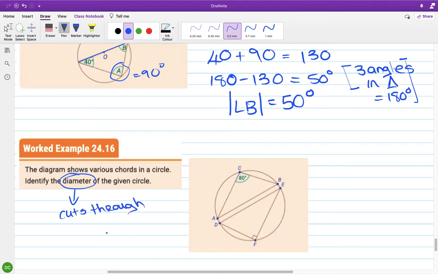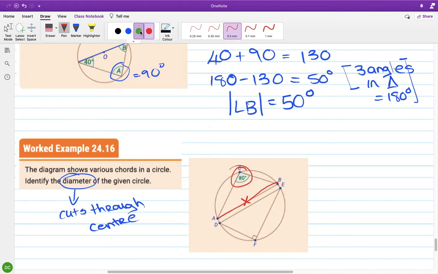Okay, and we need to figure out which one of these 6 chords is actually a diameter. If we look here to start with, that angle up at the circumference is 80 degrees. Now we know that if the base of the triangle is a diameter, then this angle will be 90 degrees. The fact that that's only 80 means that is not a diameter.